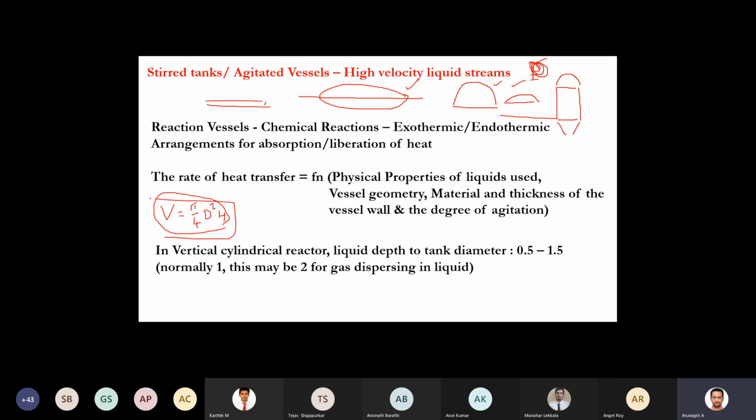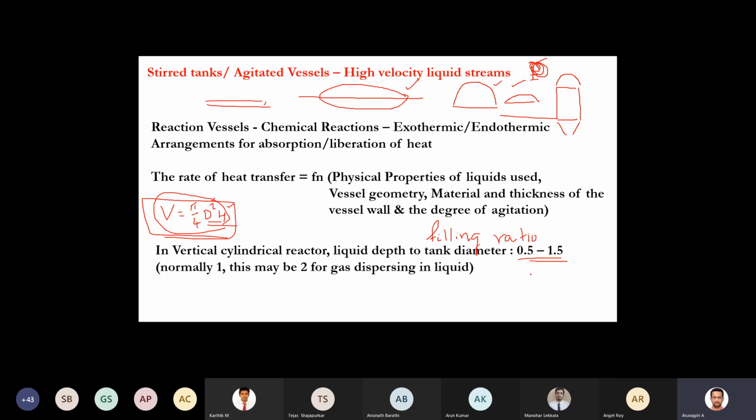So once you know the volume of the storage tank or the reactor vessel, you have to fix two things, diameter and height. Here you have only one equation but two unknowns, so you have to fix the diameter to height ratio. Liquid depth to tank diameter, that ratio, is another terminology called the filling ratio. This filling ratio is defined as liquid depth to tank diameter, and will be 0.5 to 1.5.